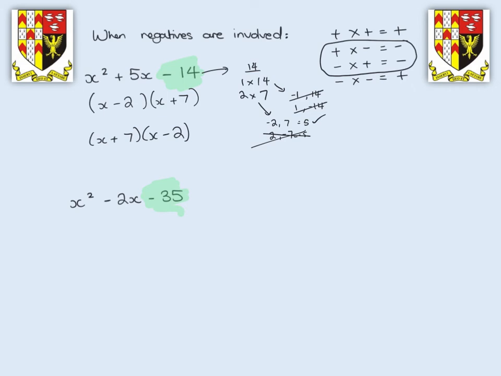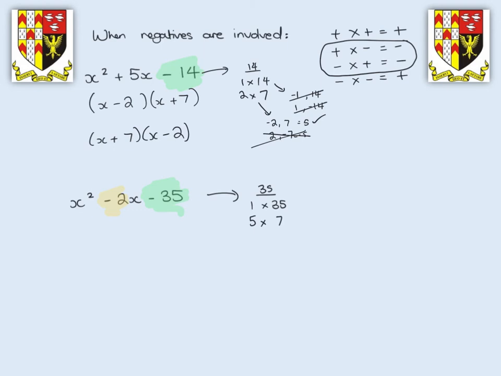So if we look at this one here, again, we've got a product which is negative. So our product is negative 35. Let's look at the factors of 35 first of all. So we just have 1 multiplied by 35 and 5 times by 7. Those are the only two factor pairs that we've got for 35. So again, we know it's negative, and we know that we're looking for a sum of negative 2.